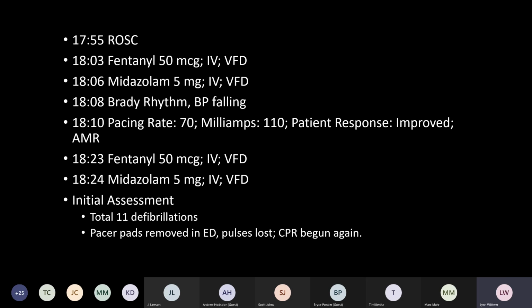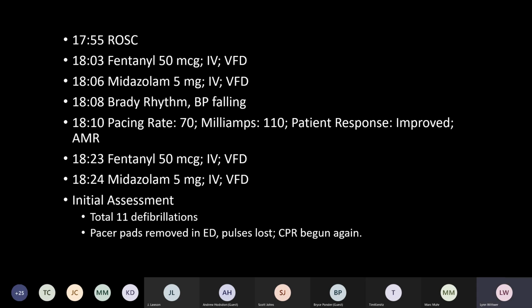But actually they had never fallen, that I could read, below 60, so I wouldn't be too excited about that. He needed some fluids. And then he got some more fentanyl and some more midazolam because he may have been bucking the tube a little bit. Altogether, we've got 11 defibrillations. When they got to the ER, they removed the pacer pads.